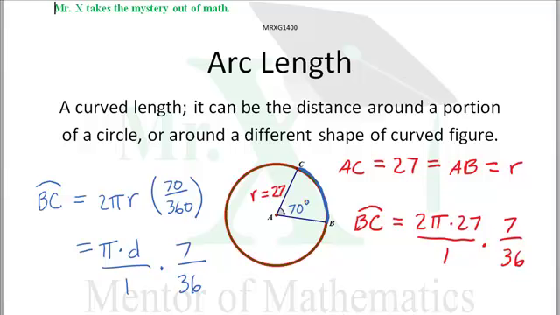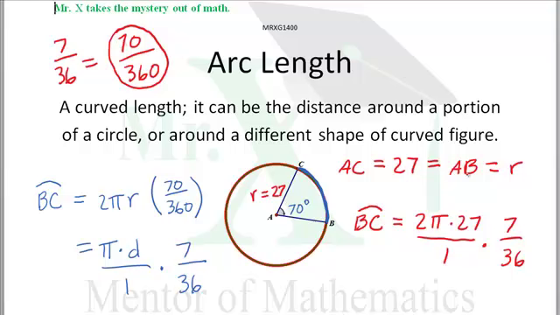The 7 over 36 is just the same as 70 over 360. That's how many degrees we've used. So that's the fraction of the circle circumference being used, 70 over 360. It's a good way to think of it.